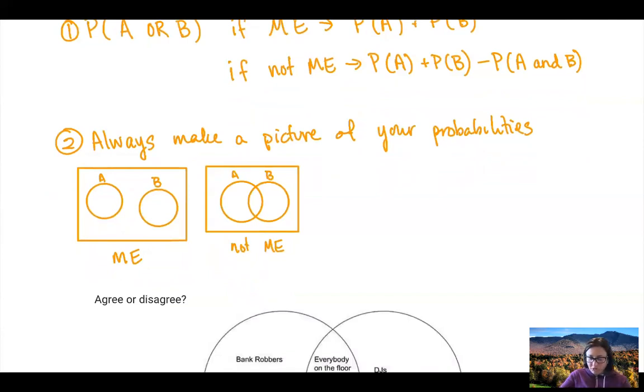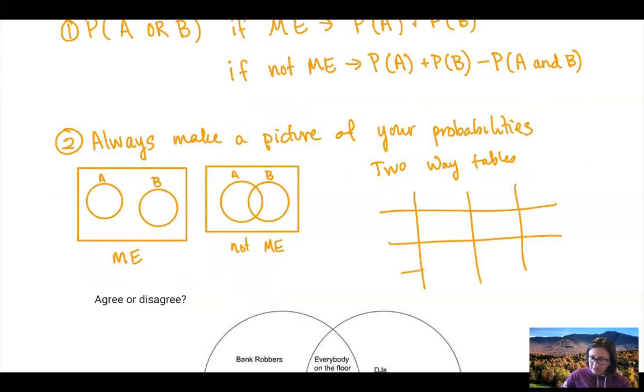Other times, two-way tables can be, I don't know if more helpful, equally helpful, or user preference. A, not A, B, not B. And then one thing you always want to make sure to put in are the totals. And then this box down at the bottom gets reserved for the total in your sample.